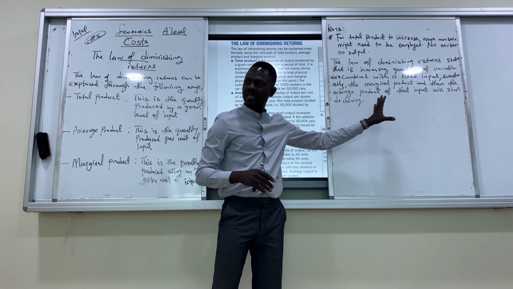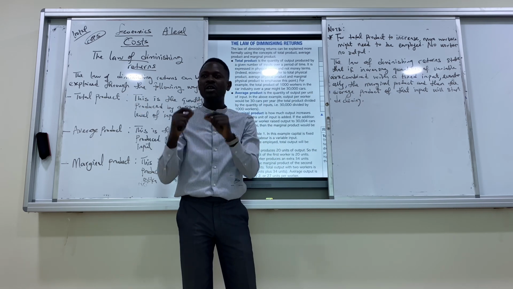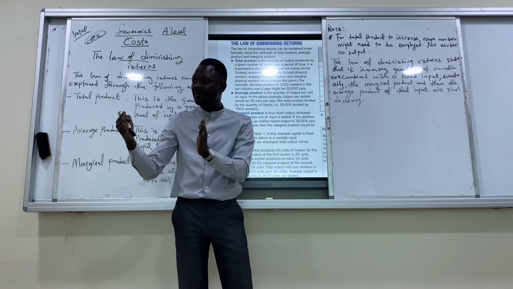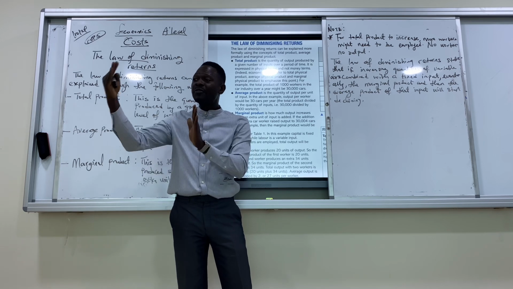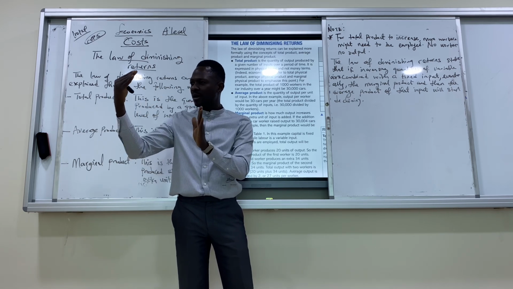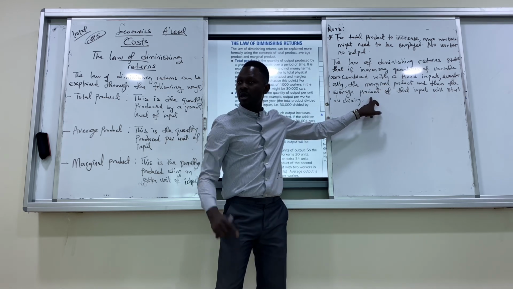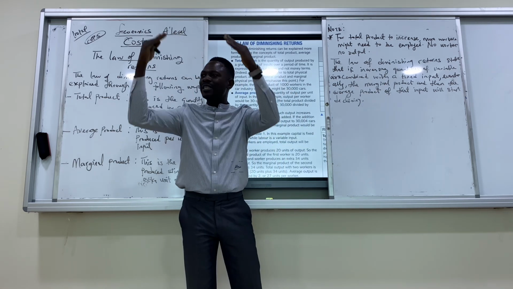Diminishing returns means as soon as we combine variable factors with a fixed factor, it's going to get to a stage where our marginal revenue will increase, our marginal cost will increase, our marginal output will increase. But after a while, it will start falling. Both marginal product and average product will start falling because it has reached a level that it cannot increase.